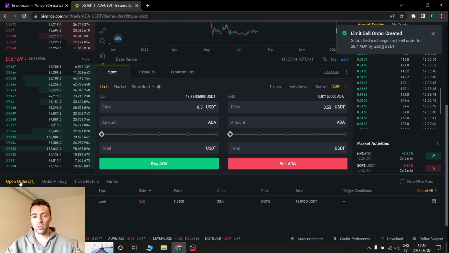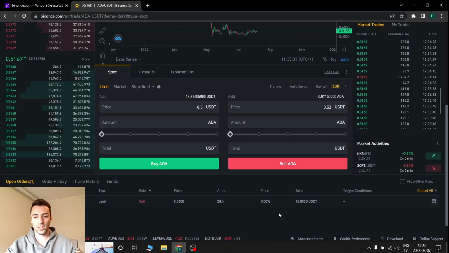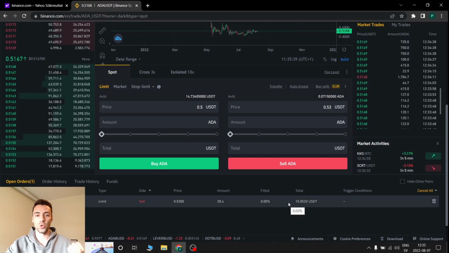Here in the open orders, it has come to the open orders because it has not been filled yet. The date, pair, limit, and here it was buy before, but now we sell it. The price is 53 cents, this amount of Cardano, it has not been filled yet, and the total is 15 USDT. So if this order is completed, we will receive 15 USDT.